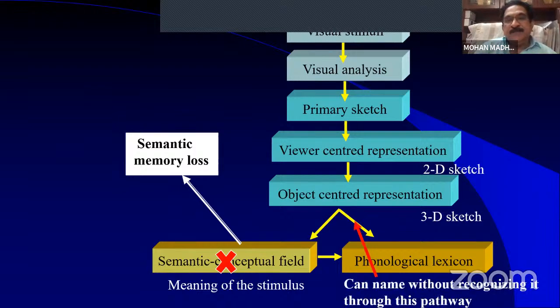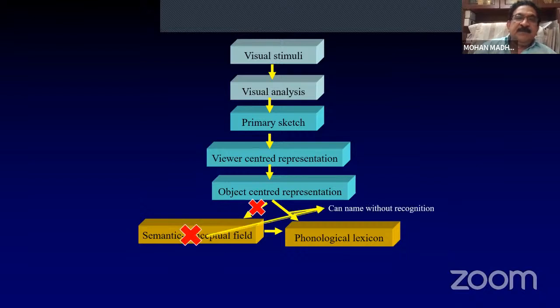Suppose the deletion is in this pathway here, then he can name without recognizing. He can name the object, but he cannot recognize it. In such patients there is a loss of semantics. He cannot recognize by vision or by other sensory modality, but he can name that particular object through this pathway. So if there is a lesion in the pathway between the objects and the representation of the semantic conceptual field, they can name without recognition, because they are naming through the other pathway. Okay.